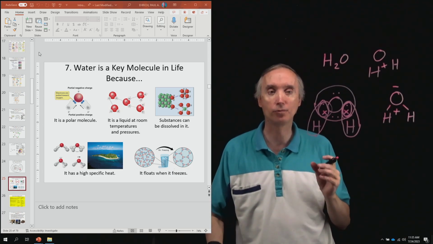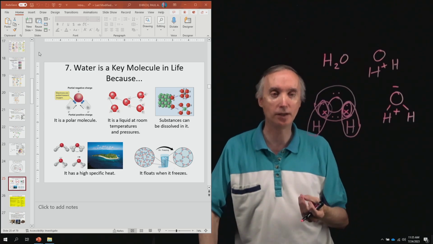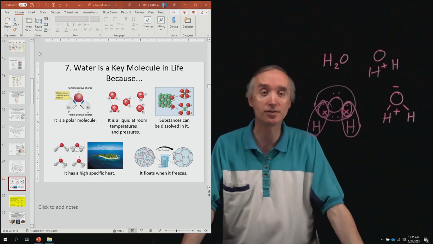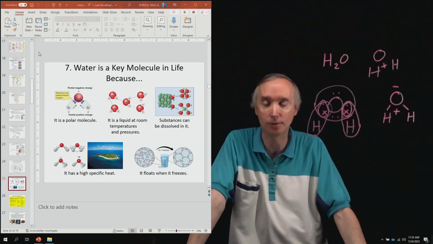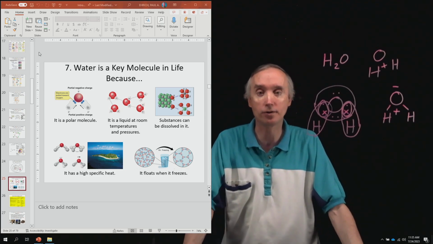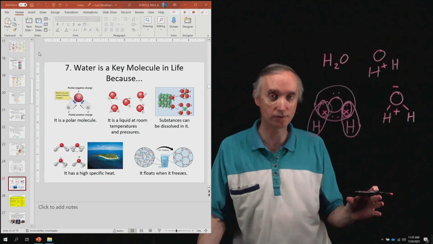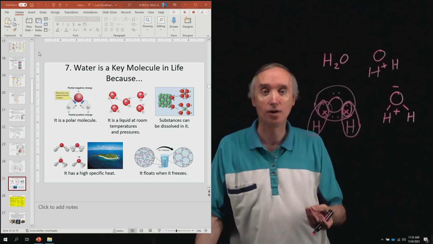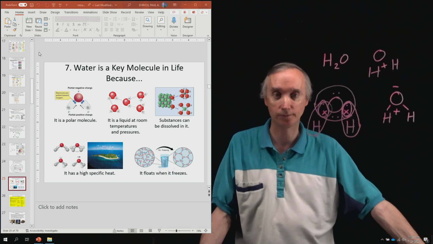And so under room pressures and temperatures, water can be a liquid, which is a very good thing because here on Earth, it just so happens that we have the right temperatures and we have the right pressures to allow water to be a liquid. So on other planets in our solar system, it's either too cold or it's too hot or there's not enough pressure to allow liquid water to exist.